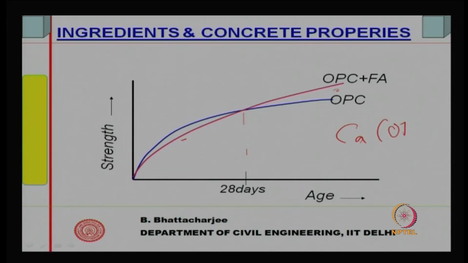Besides, unless I have sufficient liberation of calcium hydroxide, the fly ash does not react, since it is with calcium hydroxide that fly ash reacts. So, unless I have a sufficient concentration of calcium hydroxide in the mix, in the hydration product, the pozzolanic reaction due to fly ash will not initiate, and then again it is slow. If you recall the lime reactivity test, we cured it for 10 days.